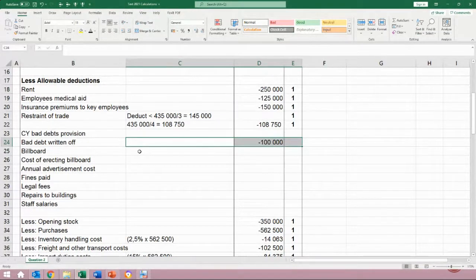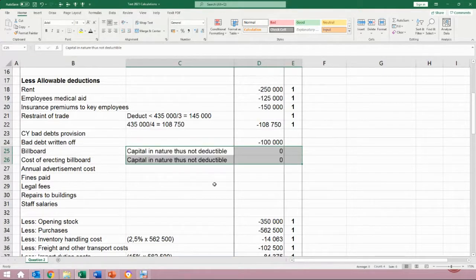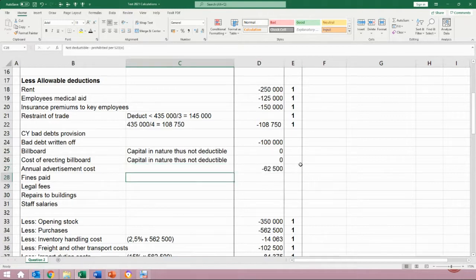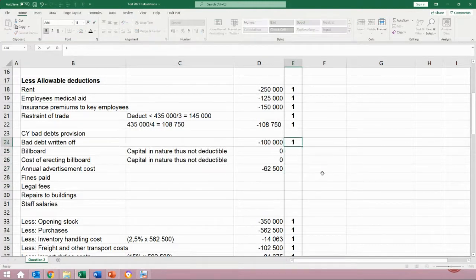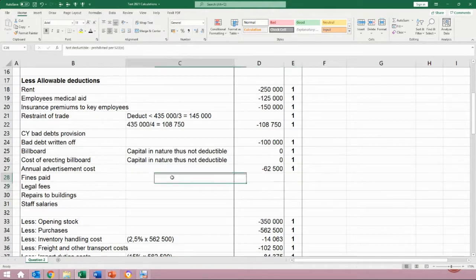Your billboard was the one after that. So the billboard and the erection cost is not deductible because it's capital in nature. It's creating an enduring benefit. Your annual advertising cost was deductible for 62,500. Sorry, this was. Then your fines paid is prohibited.